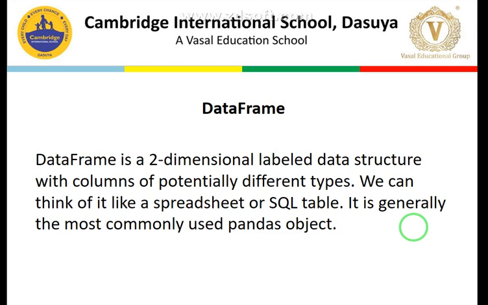Data frame. What is a data frame? This is another data structure. It is a two-dimensional labeled data structure with columns of potentially different data types. Two-dimensional means it consists of rows and columns. We can compare it with a spreadsheet or a SQL table. They also look like a data frame.